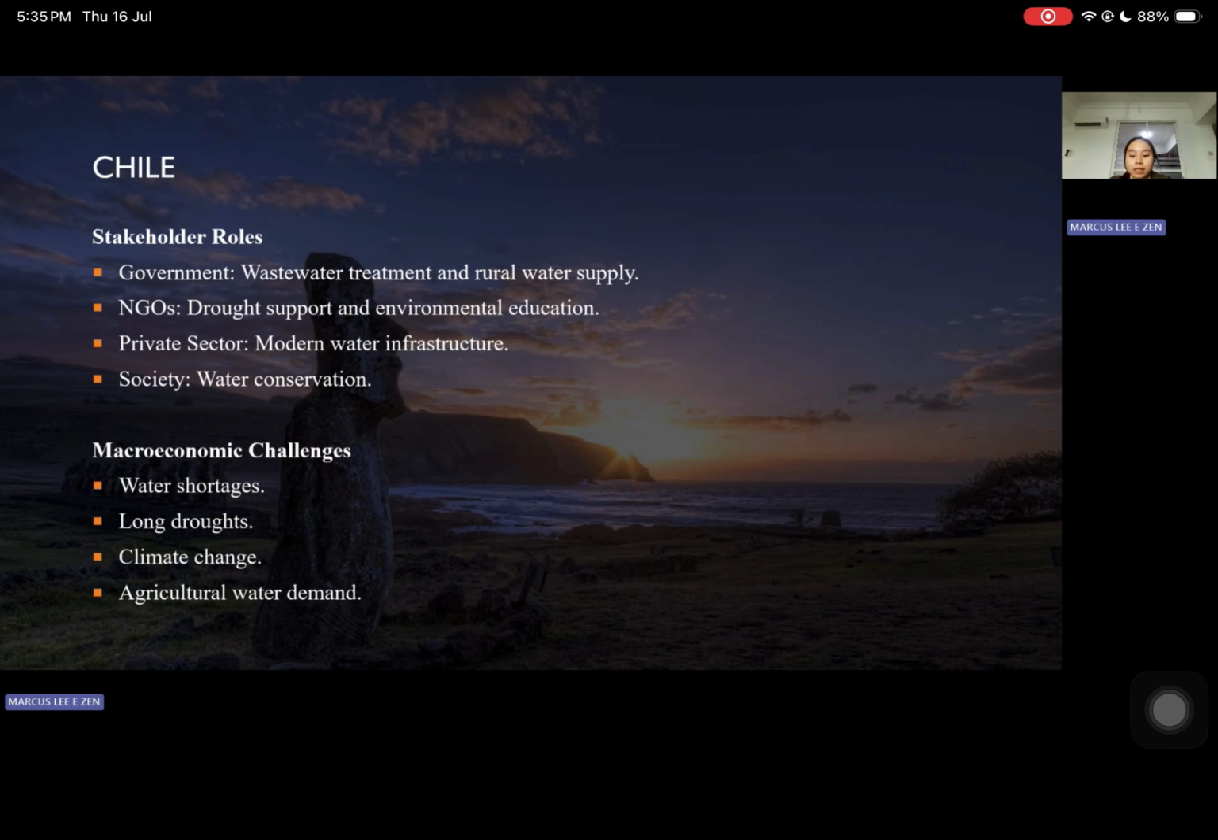The public also plays an important role by practicing water conservation. However, Chile continues to face challenges such as water shortage, long periods of drought, climate change, and increasing agricultural demand for water.